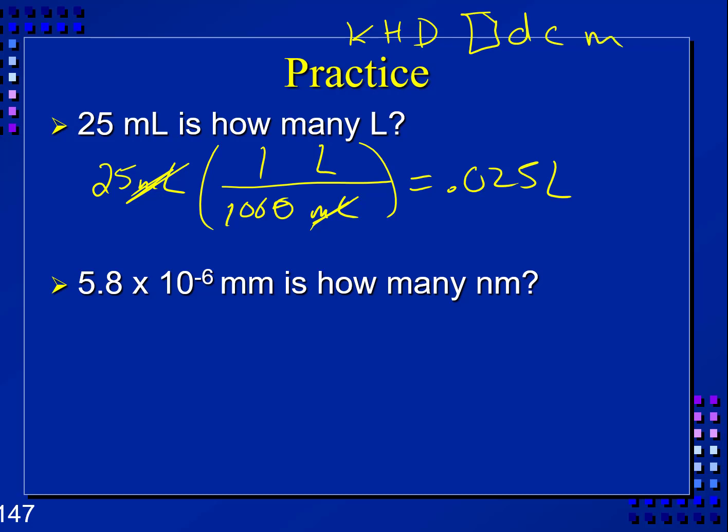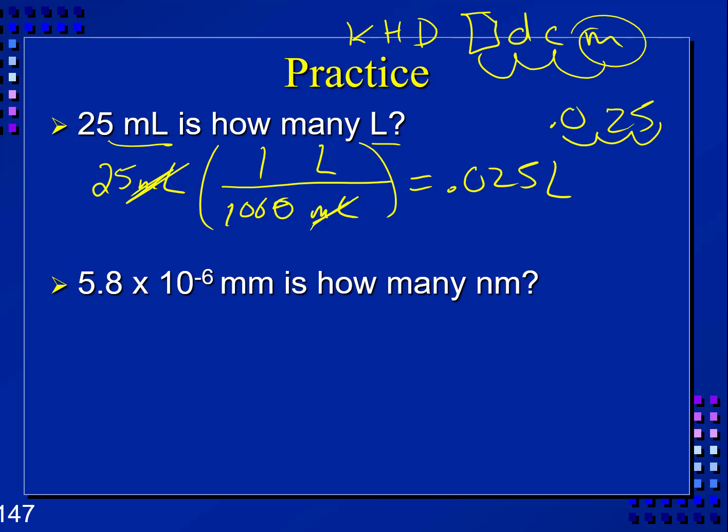The beauty of this is we can check and see if we got it right, because we know another way to do this problem. I want to go from milliliters to liters, so I start here and go 1, 2, 3 to the left. If I take my 25 and go 1, 2, 3 to the left, I get 0.025. I get the same answer.